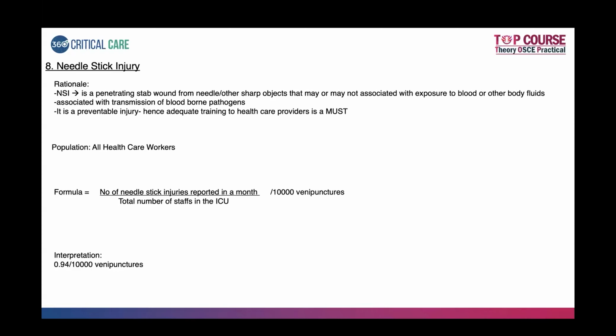So among all the previous formulas that we had, and populations that we had seen, this one includes healthcare workers. So the formula is the number of needle stick injuries reported in a month divided by the total number of staff in the ICU per 10,000 venipunctures. So the interpretation is the benchmark should be less than 0.94 per 10,000 venipunctures.